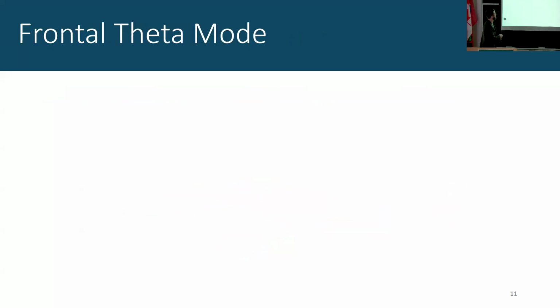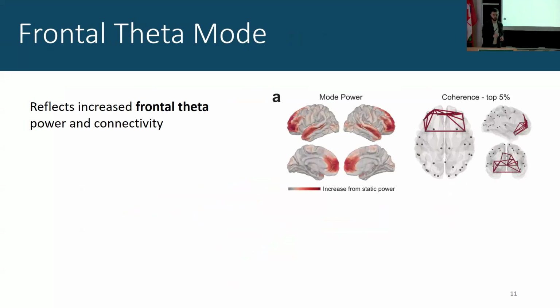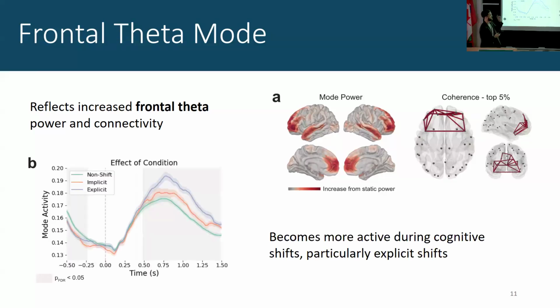This frontal theta mode reflects increased frontal theta power and connectivity. The important thing here is that we didn't have to do any time frequency decomposition to infer this mode and its dynamics. We do post hoc spectral analysis, and I'll explain that in more detail if anybody wants at the end. When we look at the dynamics of this mode, we see that it increases following trial onset to a greater degree in the explicit and implicit shift conditions. So clearly, this frontal theta mode is related to that process of attention shifting.